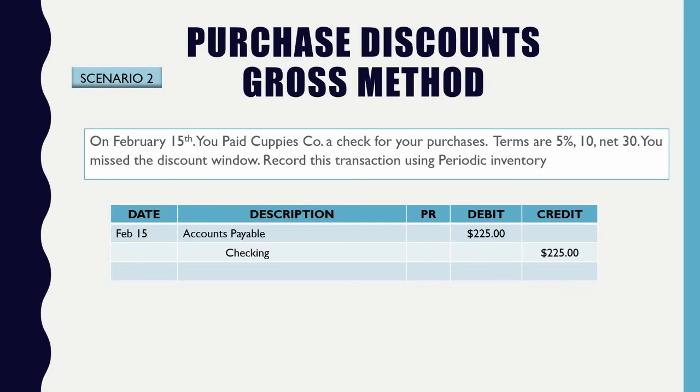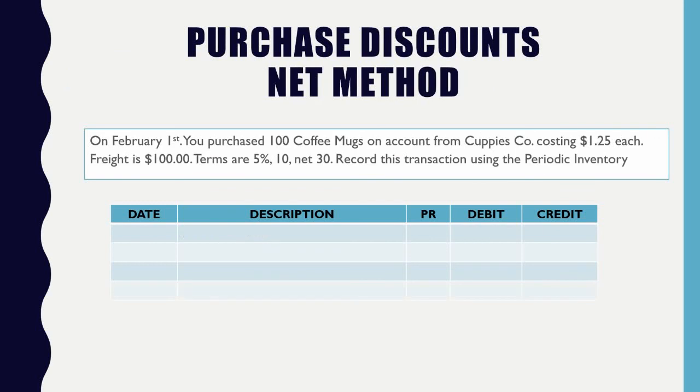All right. Let me introduce you to the net method now. This time it's a different scenario, but it's going to use the same materials, right? So on February 1st, you purchase 100 coffee mugs on account from Cuppies Co., costing you $1.25. Freight is $100. Terms are 5/10, net 30.